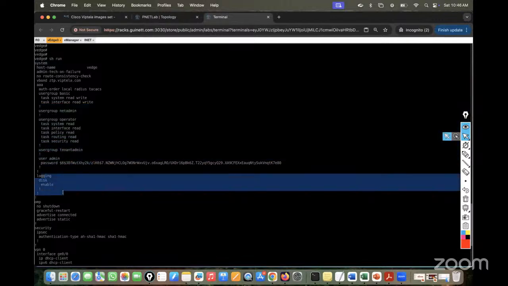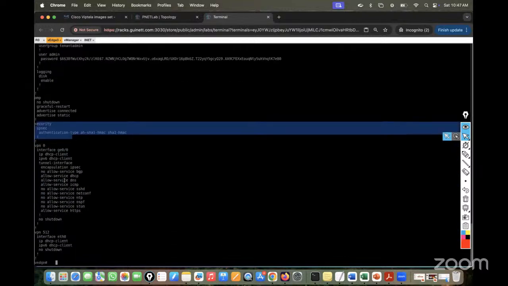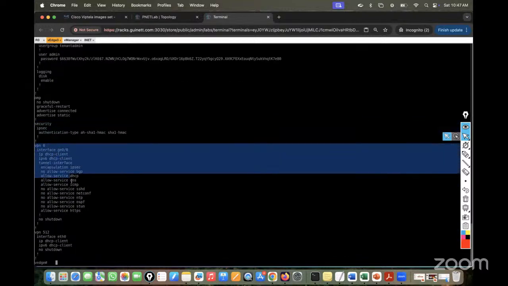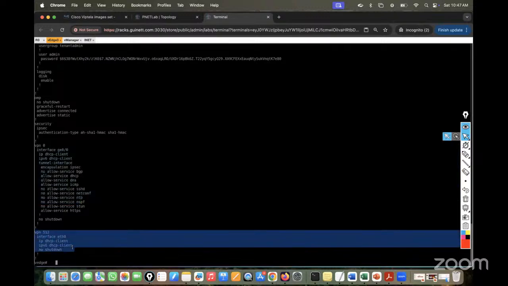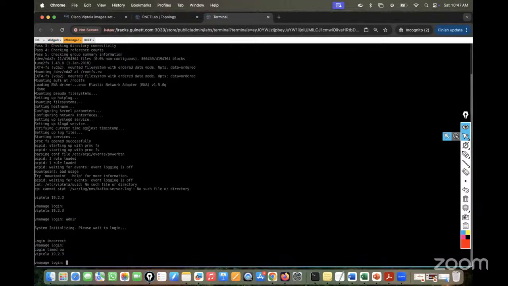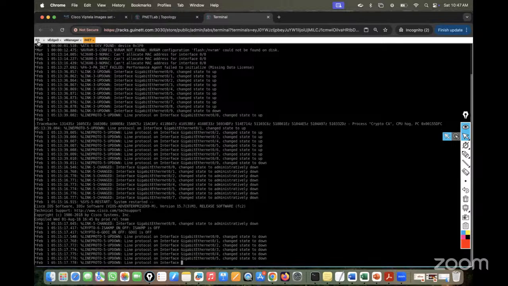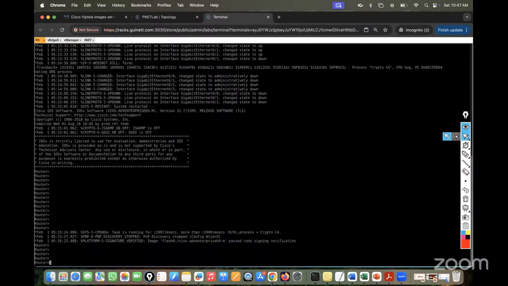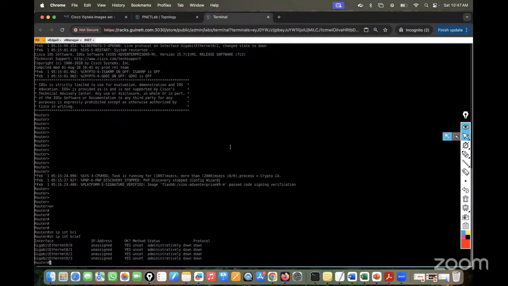What is the logging configuration? What is the OMP configuration? What is the IPsec security configuration? And the most interesting part, we see the VPN configuration, VPN 0 and VPN 512. Why is it available in this particular device? What is the relevance of this SD-WAN solution? And the rest of it, we have to configure from scratch. And this router, you can see, does not have any configuration. So this is the default topology.